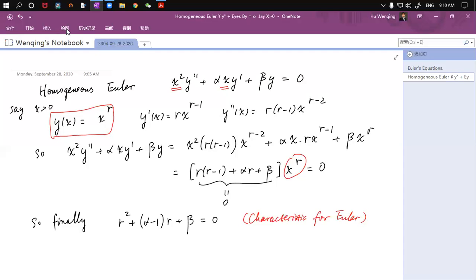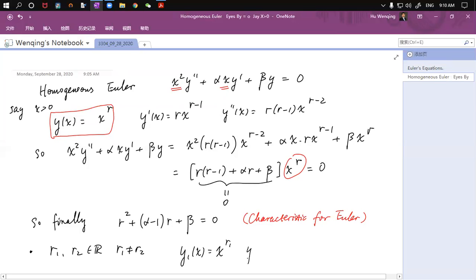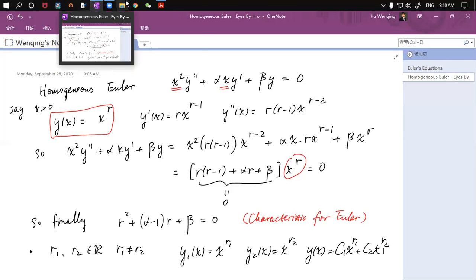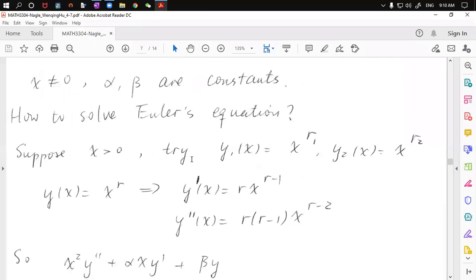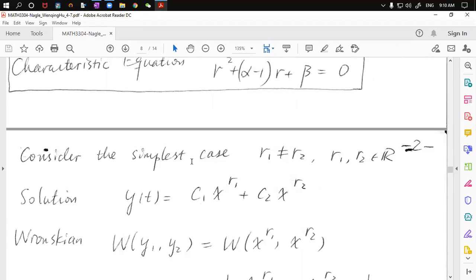Now if you have this characteristic equation at hand, same as before, you're going to have r1 and r2. If both of them are real and distinct, then the two solutions are y1 of x equals x to the power of r1, y2 of x equals x to the power of r2, and the general solution y of x is c1 x to the power of r1 plus c2 x to the power of r2. So that's the general idea. But what happens if you have a double root, or if you have complex roots? That's the problem.